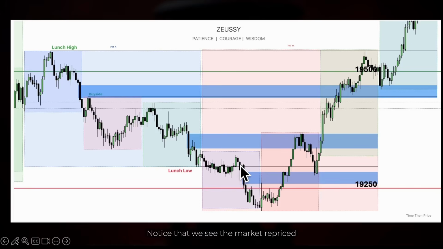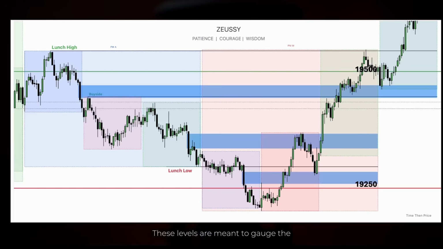Notice that we see the market reprice below the 19,250 price level, and we see the market spend some time there. Notice that eventually a low forms, and we see the market displace back above that level. Now, what's very important to note is that when it comes to these key levels, you're not going to see the absolute highs and lows always form at these levels. Meaning sometimes what will happen is that the market will drop just below the level and then form the smart money reversal. Or it will run just above the level and then form the smart money reversal.